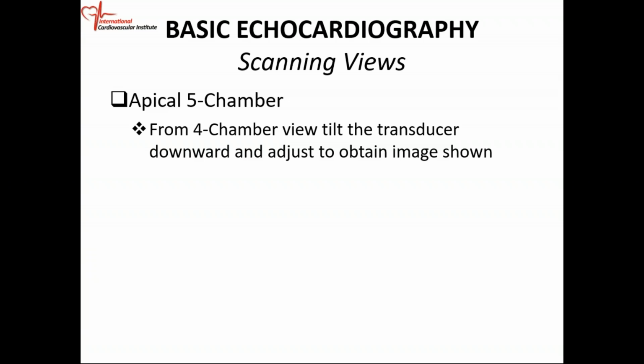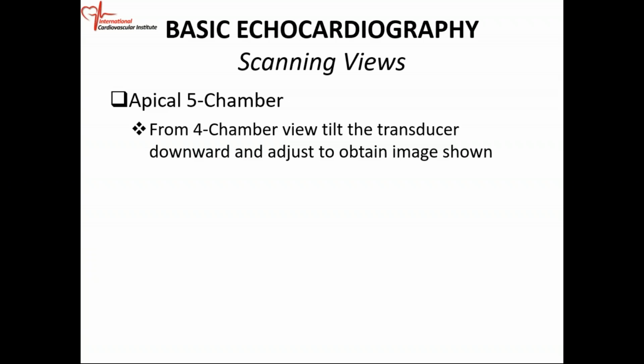So all of these views, you have to start with the apical 4-chamber view. So remember your apical 4, the mid-clavicular line, 4th or 5th intercostal space. The marker or pointer is towards the 4 or 5 o'clock position. You just make a little adjustment to get the 4-chamber view. To get the apical 5-chamber view, from the 4-chamber view, you tilt the transducer just a little bit downward. Very, very faint downward movement. And that's all it takes.